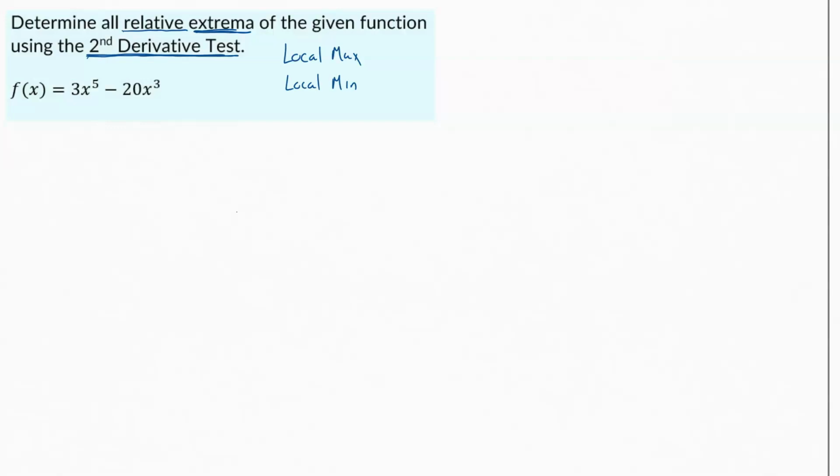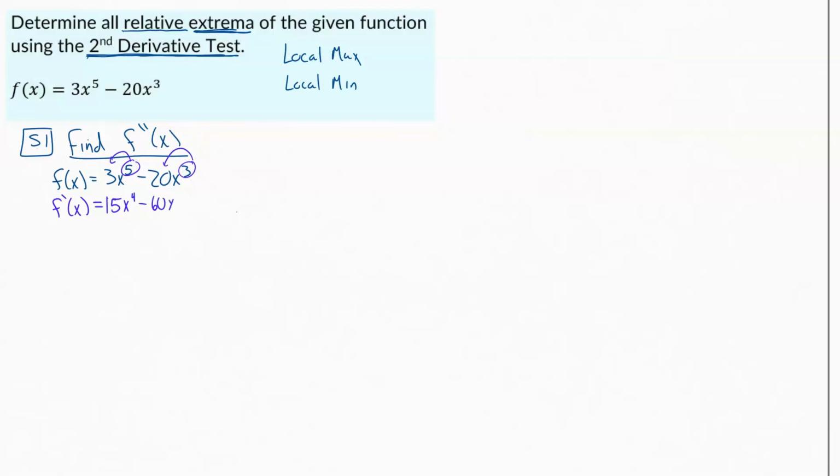So what that looks like is going to be very similar. First part of this process, instead of finding the first derivative, we are going to find, of course, the second derivative. So we take our f of x, that equals 3x to the fifth minus 20x cubed. We need to take the derivative once. That's just a bunch of stuff being added and subtracted, so we follow our power rule. We bring the 5 down. 5 times 3 gets us 15x. Subtracting 1 from the power gets us x to the fourth. Bring the 3 down. 3 times negative 20 gets us negative 60x. And then subtracting 1 from the power gets us x squared.